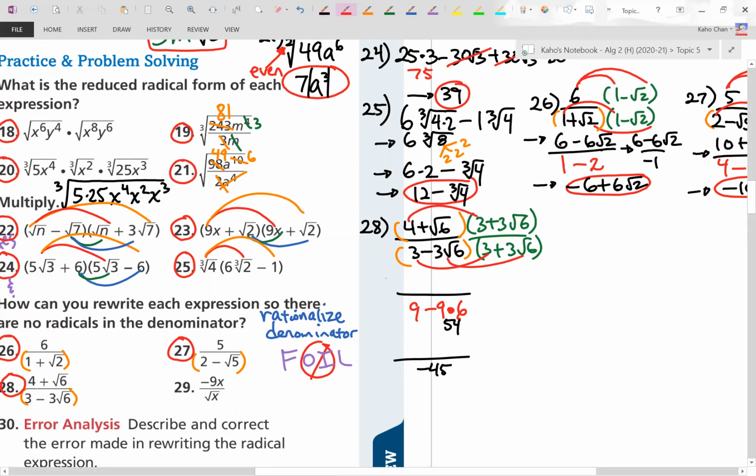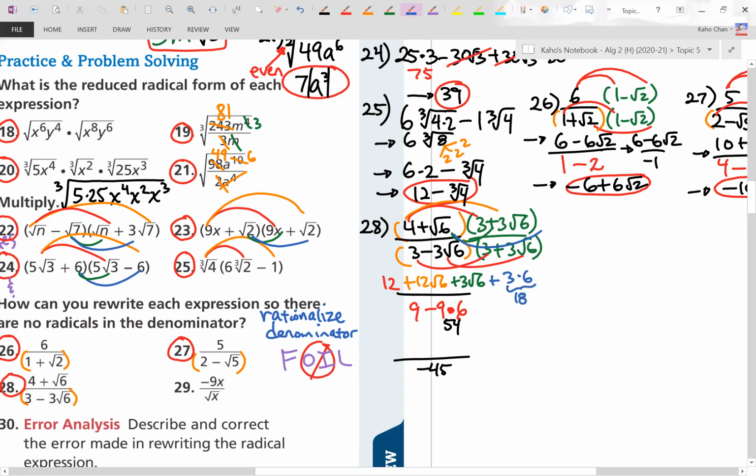4 times 3 is 12. 4 times 3 root 6 is 12 root 6. Inner terms, 3 root 6. And last terms, root 6 times 3 root 6 is, let me double check this. Yep, 3 times 6, interesting. The inner and the outer terms do add up. 12 of those root 6s and 3 of those is 15 root 6. And 3 times 6 on the end is 18.